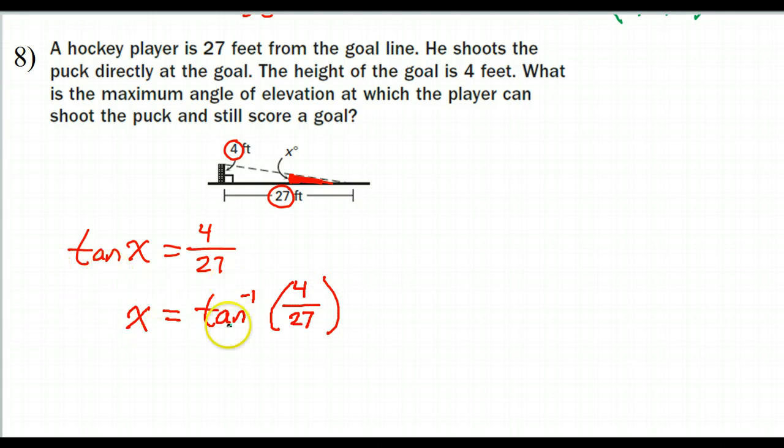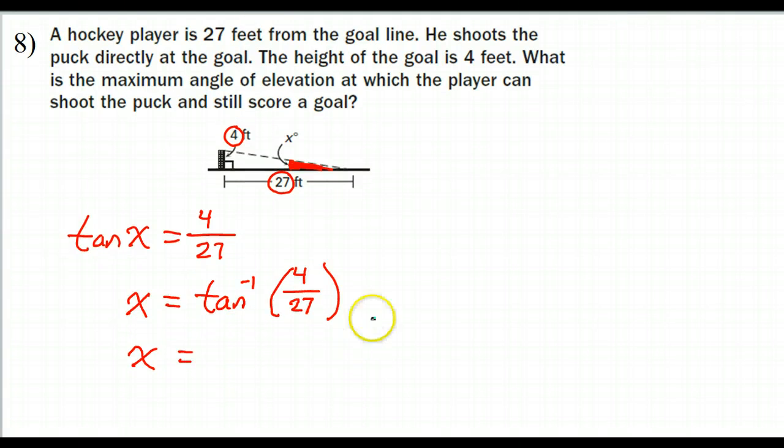And notice how you have to show your work. I must see tangent x equals 4 over 27, and then I must see x equals inverse tangent 4 over 27. You cannot skip either one of these steps. You can't even skip the x. I want to see x equals this, and then you can put x equals and put your answer. See how the equal signs and the x's kind of line up? X, x, x. That shows the logical flow of the problem.